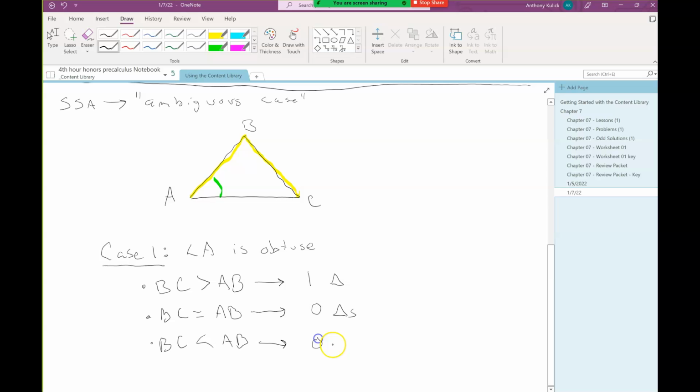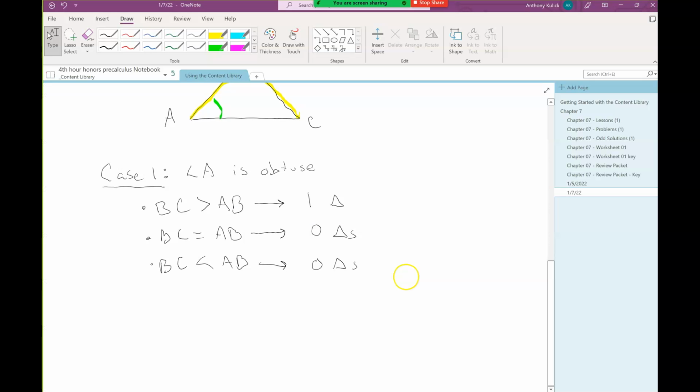Same thing as if BC is smaller than AB. Again, BC had to be the hypotenuse. If you gave me it listed where it was shorter than the other side, well, I can't make a triangle out of that. Everybody feel okay on this? Very common sense. You had to think about it a little bit, but it's like, okay, makes sense.